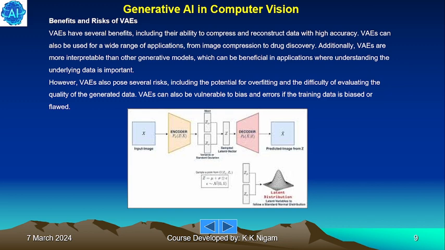However, VAEs also pose several risks, including the potential for overfitting and the difficulty of evaluating the quality of the generated data. VAEs can also be vulnerable to bias and errors if the training data is biased or flawed.